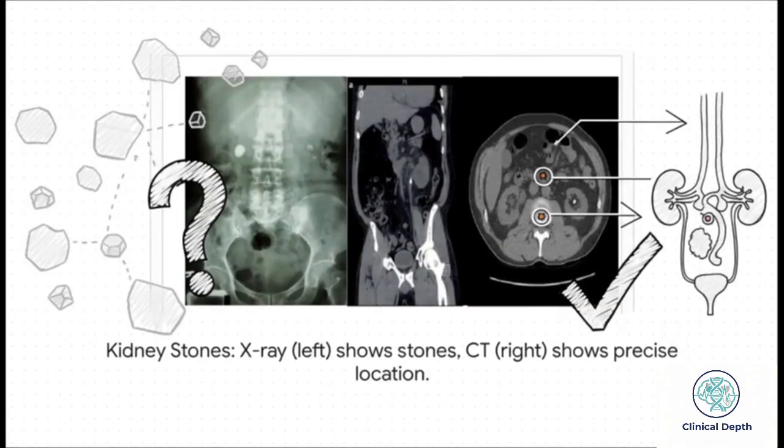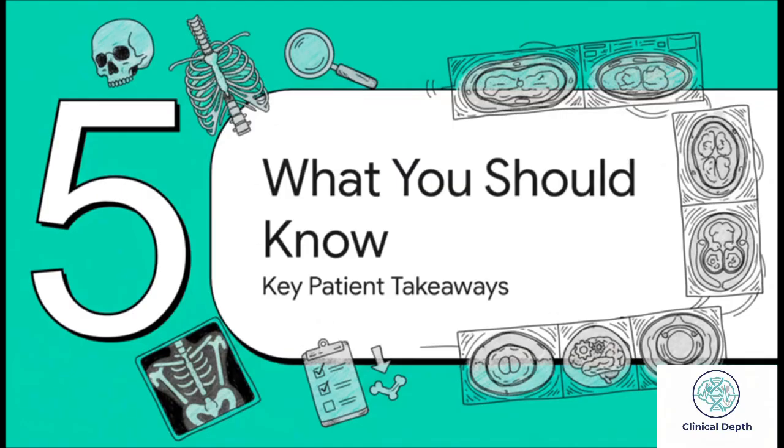Or how about this case with kidney stones? The X-ray on the left clearly shows, yep, they're there, but it also raises a bunch of questions. Where are they exactly? Are they causing a blockage somewhere? The CT scan on the right answers all of that. Bam! It shows the stones in their exact location, giving doctors the critical info they need to plan the best possible treatment. So, after seeing all of that, what are the most important things for you as a patient to remember? Let's boil it all down to the absolute essentials.